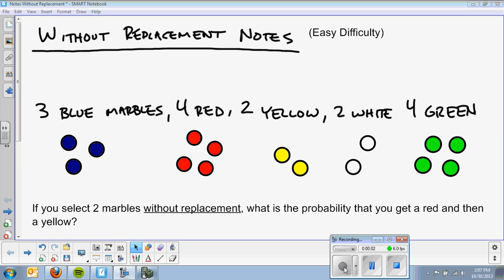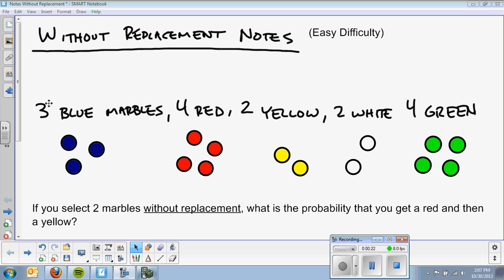Good afternoon. In this lesson, we'll be talking about drawing items in probability without replacement. So they will differ a little bit than what we've been talking about. We've been assuming in all of the other questions that once I draw an item, I put it back in and the probability remains unchanged. These are a little bit different.